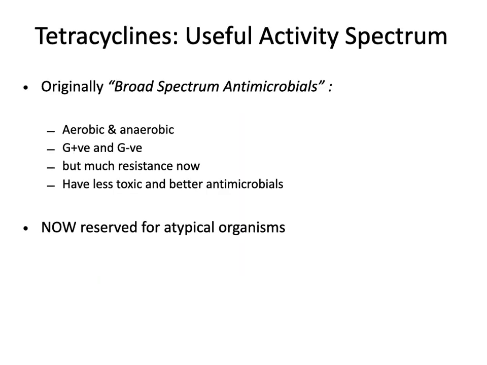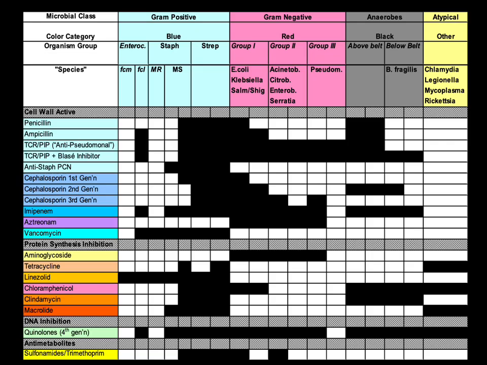What's the spectrum of activity? Originally, they were amazing. They were broad spectrum: aerobic, anaerobic, gram positive, gram negative. But now, unfortunately, we have a lot of resistance and we do have better antimicrobials. Now, you ask me which are better antimicrobials. You should know by now. We have already learned a lot: penicillins, cephalosporins, quinolones, we talked about, and there's more also coming up. However, it is now reserved for atypical organisms. And here's the spectrum of activity again, so we really keep them for atypical microorganisms.